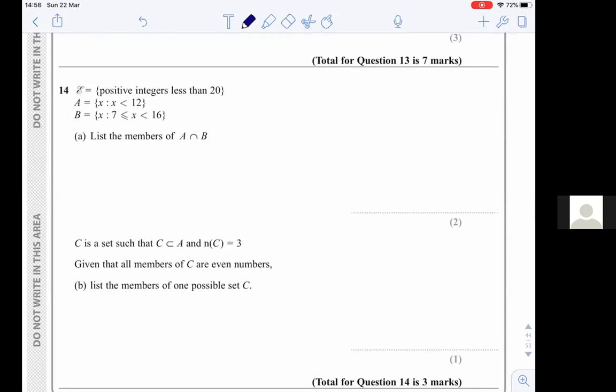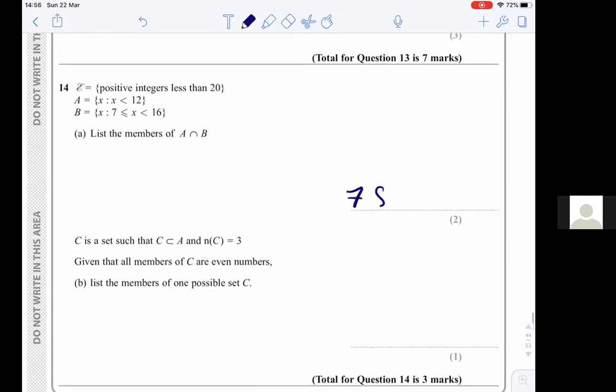So that's going to be, firstly, positive integers less than 20, and they're going to have to be less than 12, not including 12, and between 7 and 16, including 7. So that's going to be 7, 8, 9, 10, and 11.